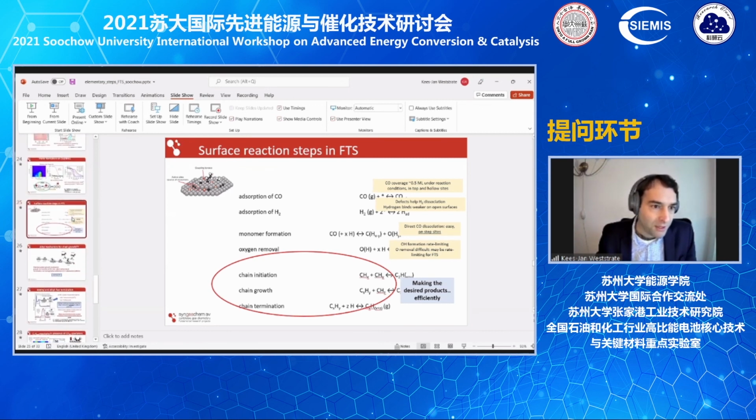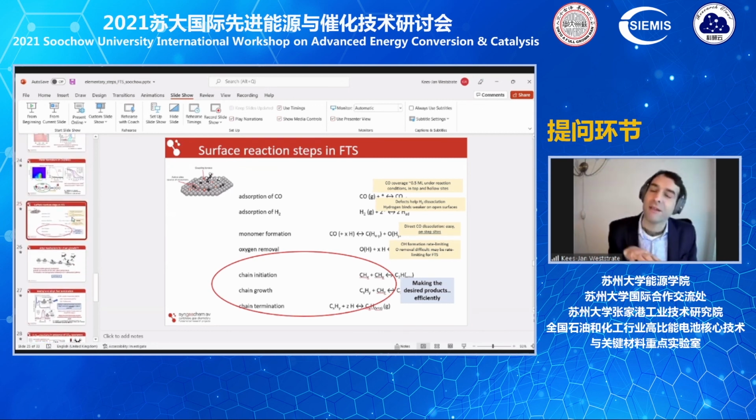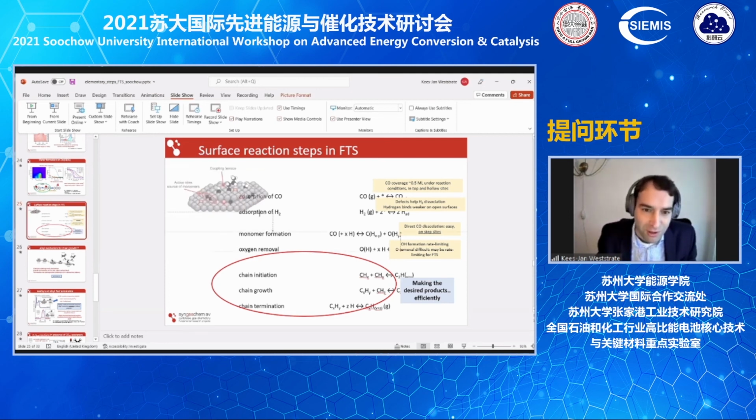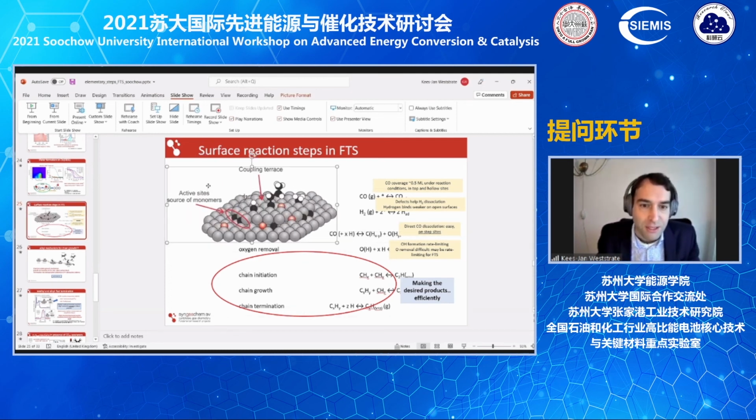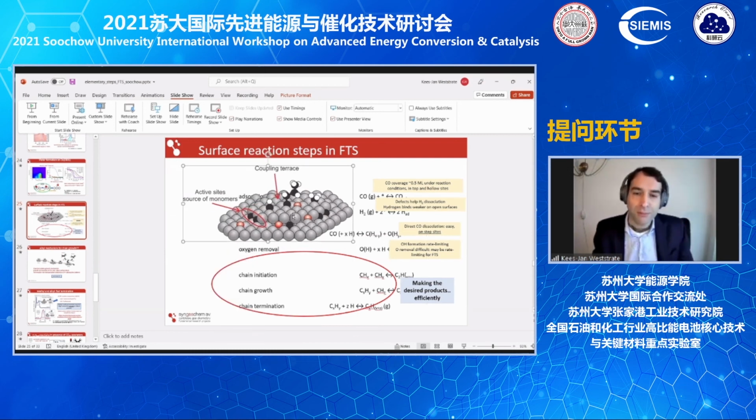This can be done, and people have tried to understand this in terms of the number of step sites. So we think that different particle sizes can change the number of steps. But I would like to quickly show one more picture, because what we propose in our articles is that it's not only the steps you need. What we think is you need both of those things.